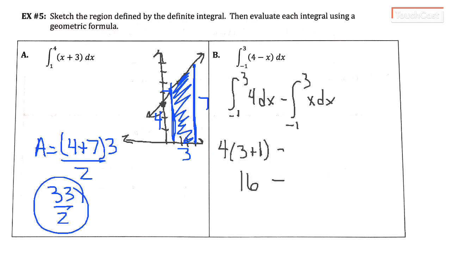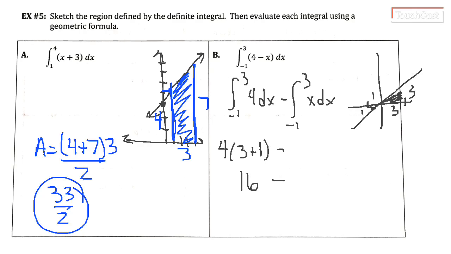Now if we graph the last part, we're graphing x. X goes through the origin and has a slope of 1. So from -1 to 3, if this is -1 and this is 3, we've got a triangle with, on the left side, a base of 1 and a height of 1. And on the right side, we've got a triangle with a base of 3 and a height of 3. So we're going to go base times height divided by 2 and combine them.